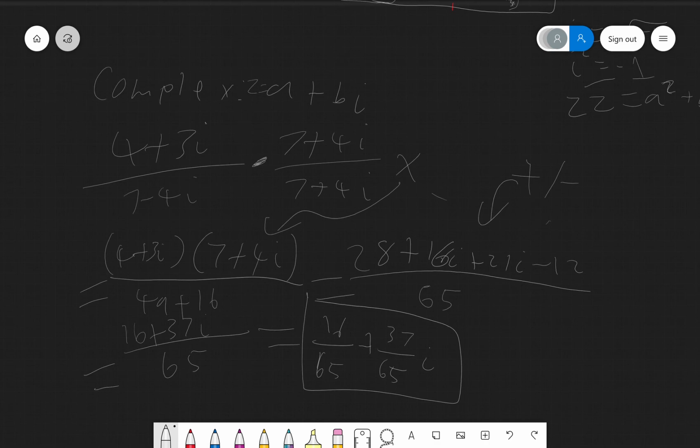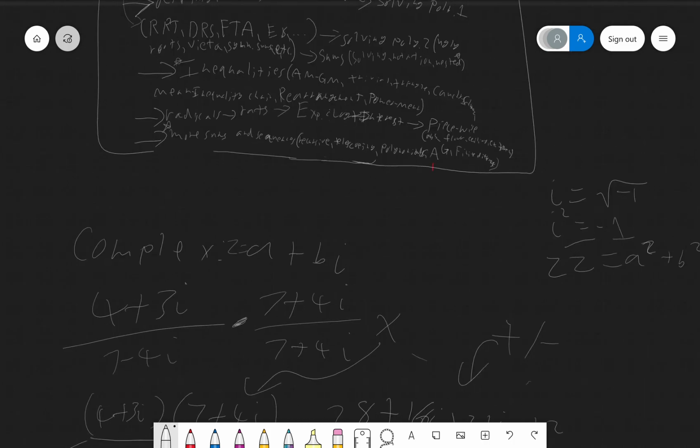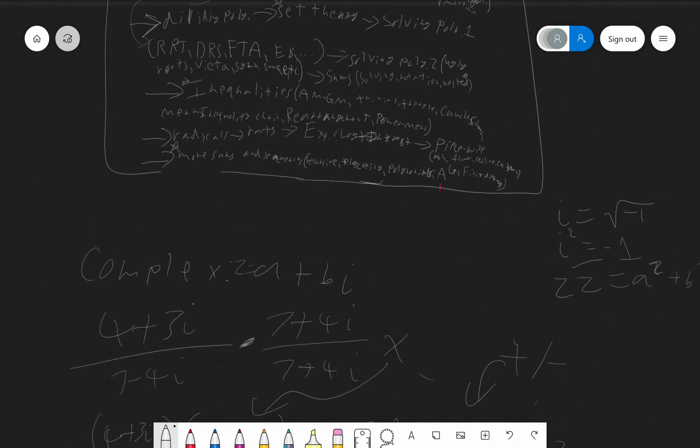And then if you had i squared, that becomes -1. If you had i cubed, that becomes -i. So we're going to have either i or 1 as our unit, and that'll make more sense in a bit. So we learned how to do all the operations with complex numbers.